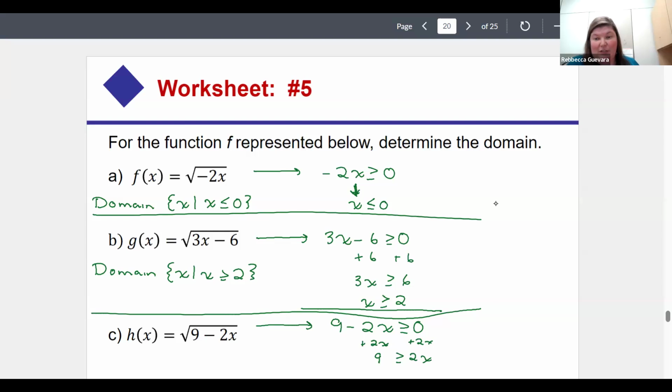So what we have here, like I said, is 9 is greater than or equal to 2x. Divide both sides by 2. So sometimes you have fractions in here. So you have 9 halves is greater than or equal to x. Or if we flip this all the way around, what we're saying is that my x values have to be less than or equal to 9 over 2.